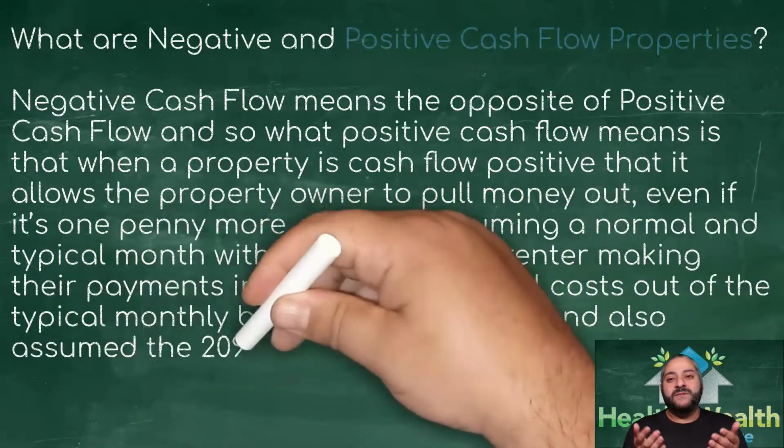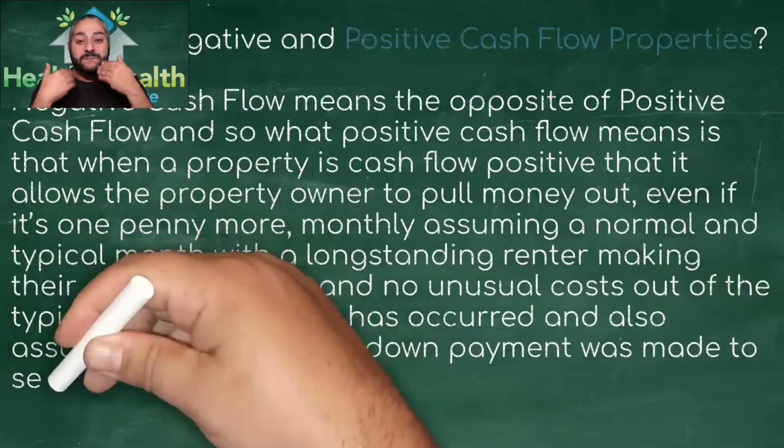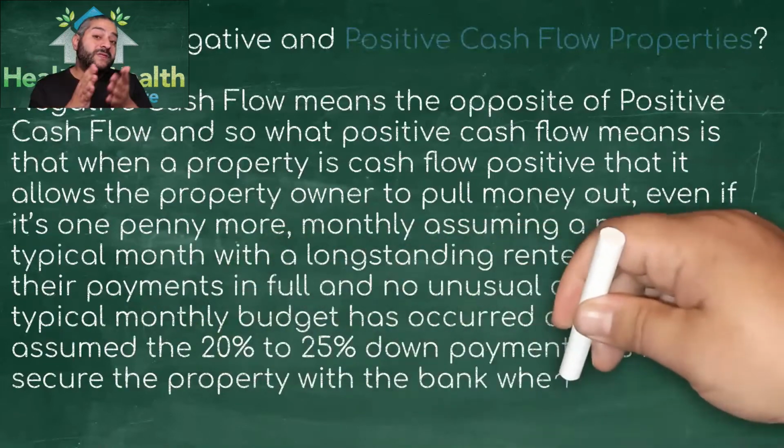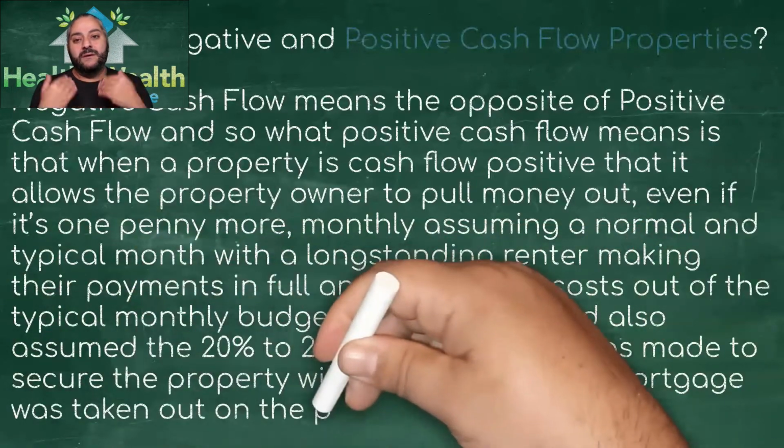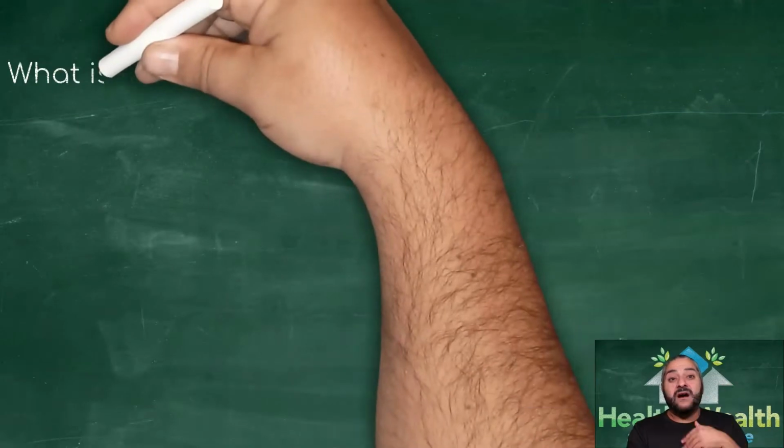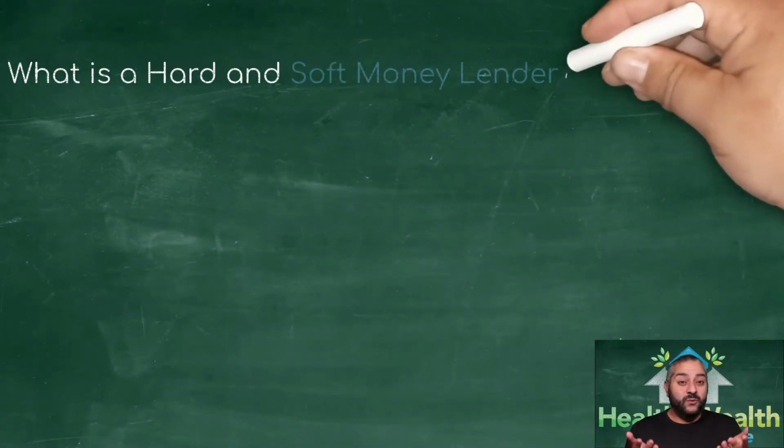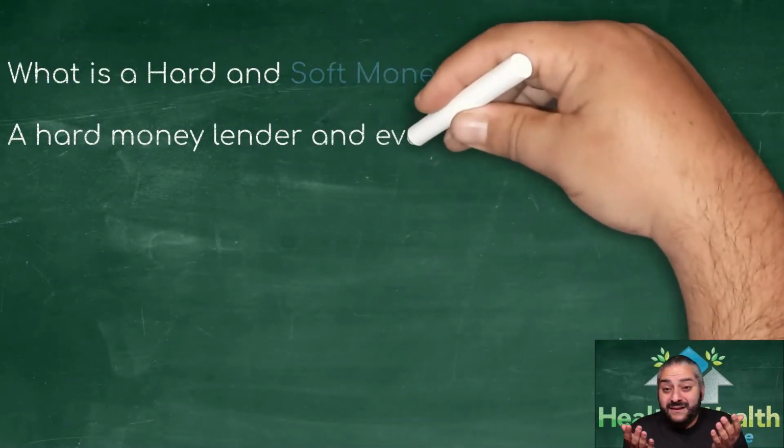And also assume the 20 to 25% down payment was made to secure the property with the bank when a mortgage was taken out on the property. What is a hard and soft money lender? How does it work? How long does it take to gather funding?